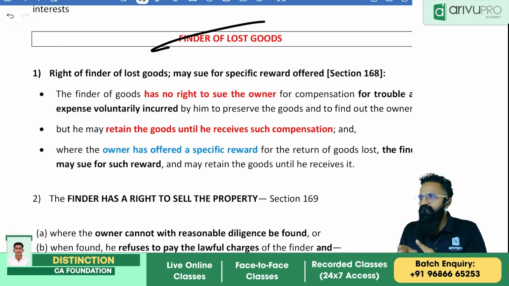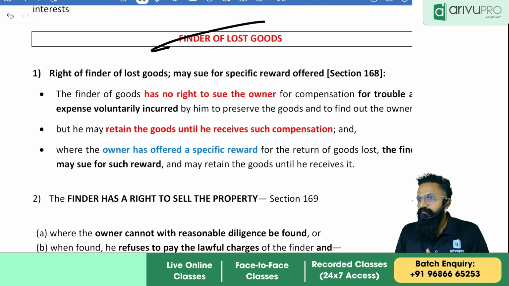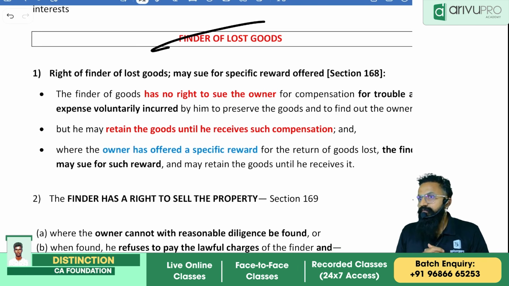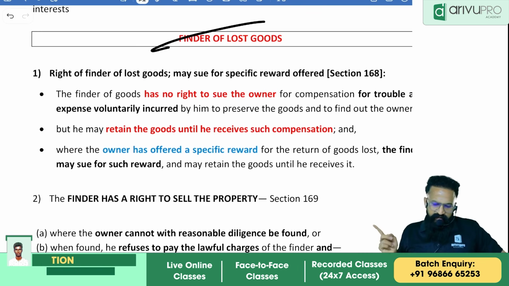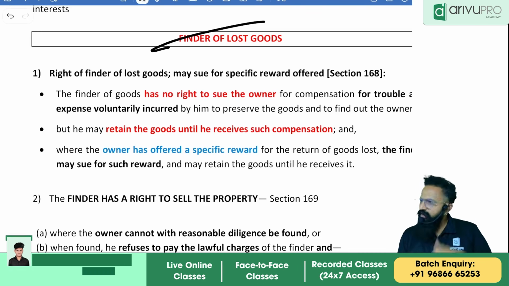However, if compensation is promised, I have a right to file a case and get back the compensation. If the owner has specified a specific reward, then we can get it. Correct. I can file a case and I can get that money.